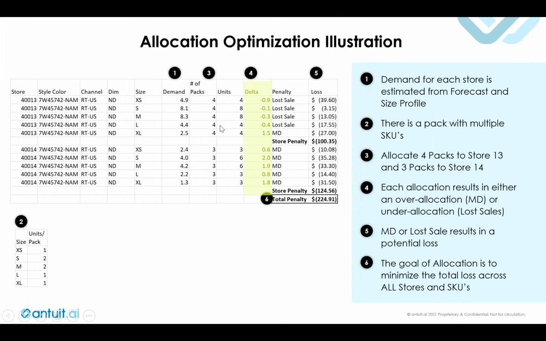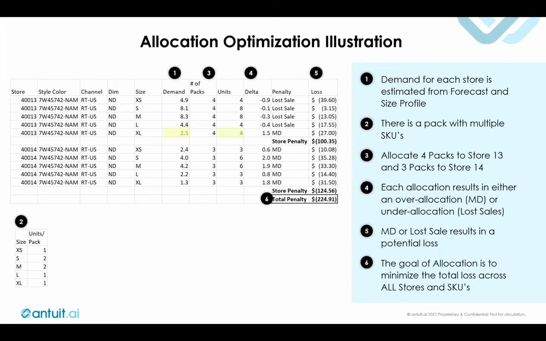And then for each size, we end up in a situation of whether we are under allocated or over allocated. So if my demand for extra small is 4.9, but I allocate 4 units through the 4 packs, then I have under allocated by 0.9. And so I incur a penalty of a lost sale. And if I assume the initial price was $45, I have lost potentially $39.60 in sales.